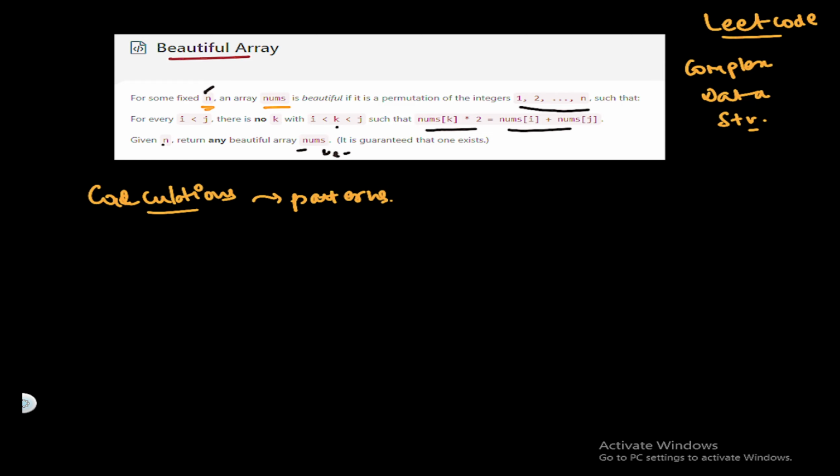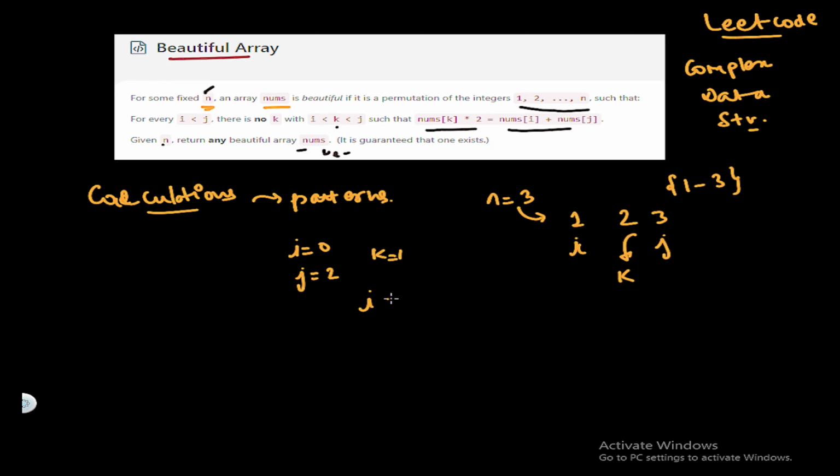For example, let's say n equals 3, so the permutation becomes 1 2 3, from 1 to 3. Let's say this is our i, this is our j, and this is our k. Here i is 0, j is 2, and k is 1. So this condition is satisfied: i is less than k, which is less than j.